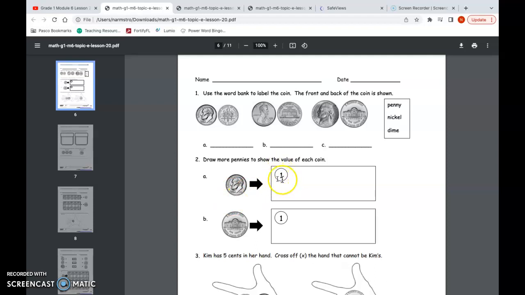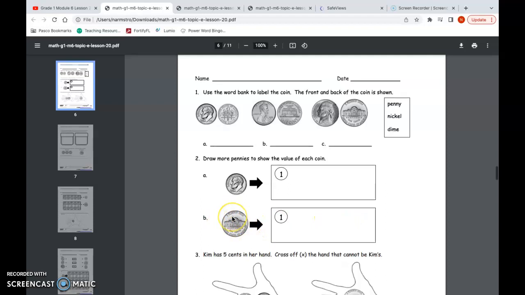Just like they started off with a 1, so 1 penny, how many more pennies do you need to draw to make that equal this coin right here? Same thing for this coin, okay? This is that new coin. Again, I'll give you a hint, starts with an N. Draw as many pennies as you need to equal this coin.